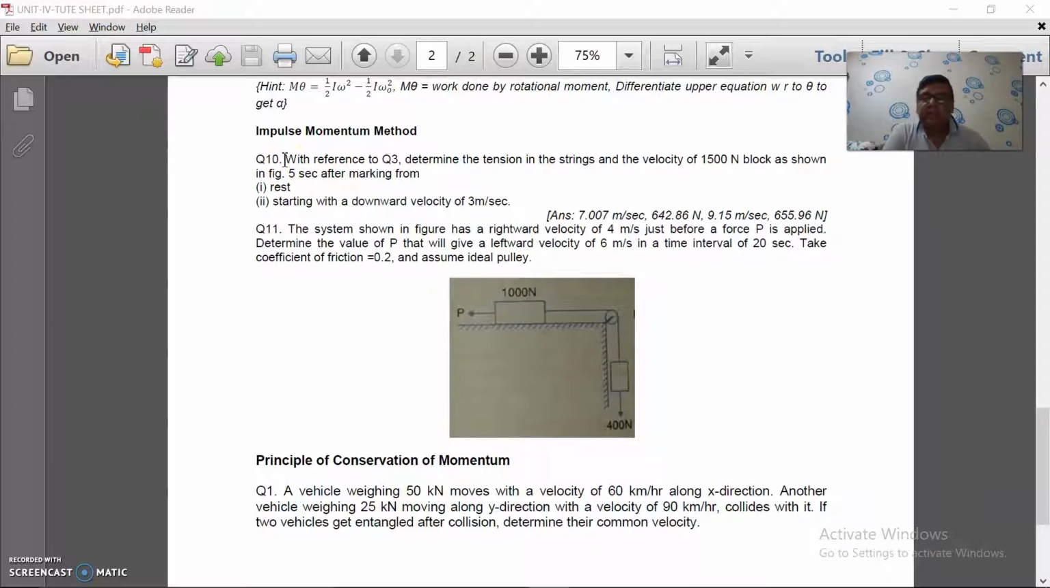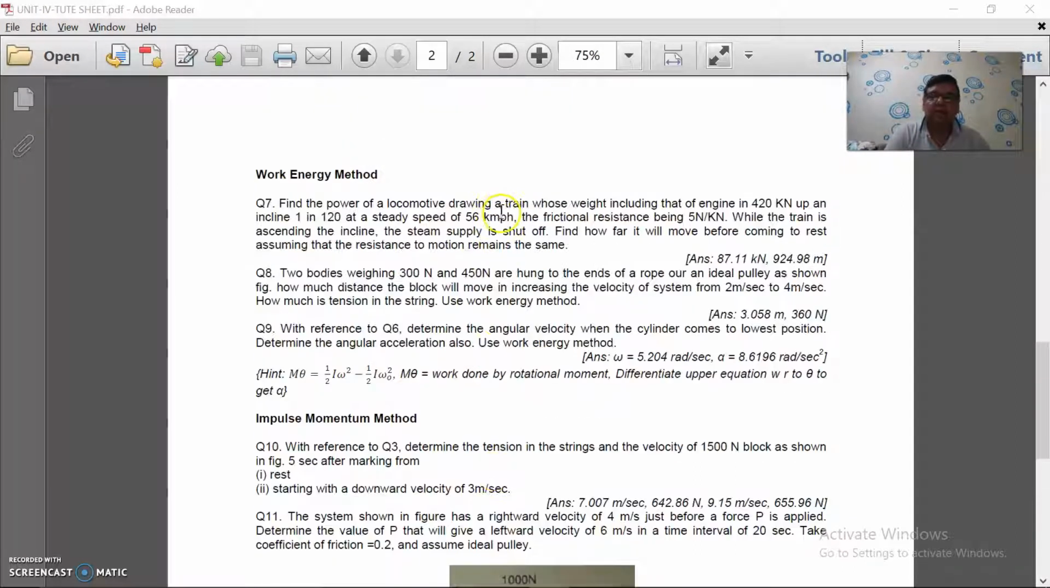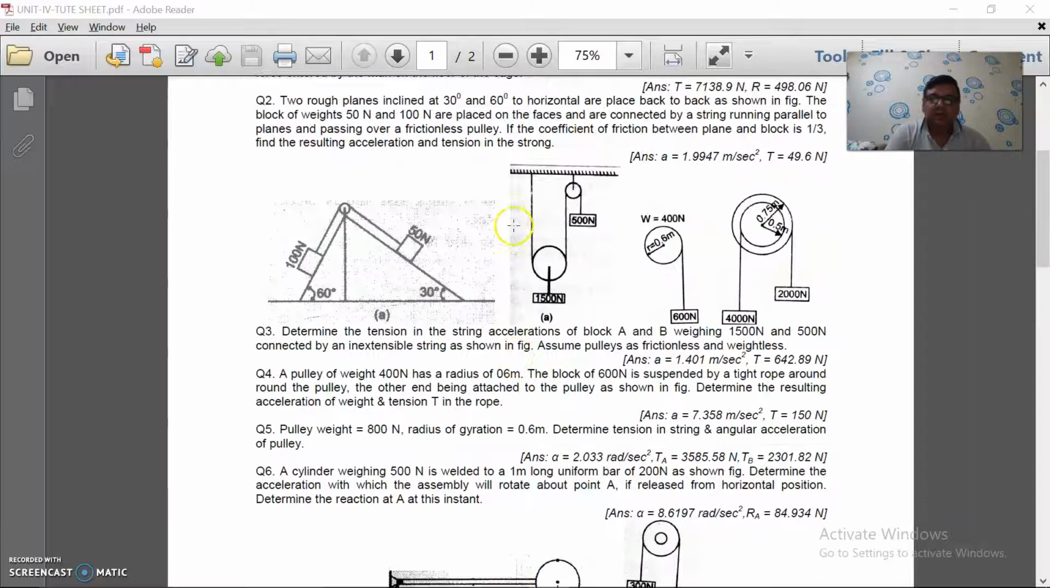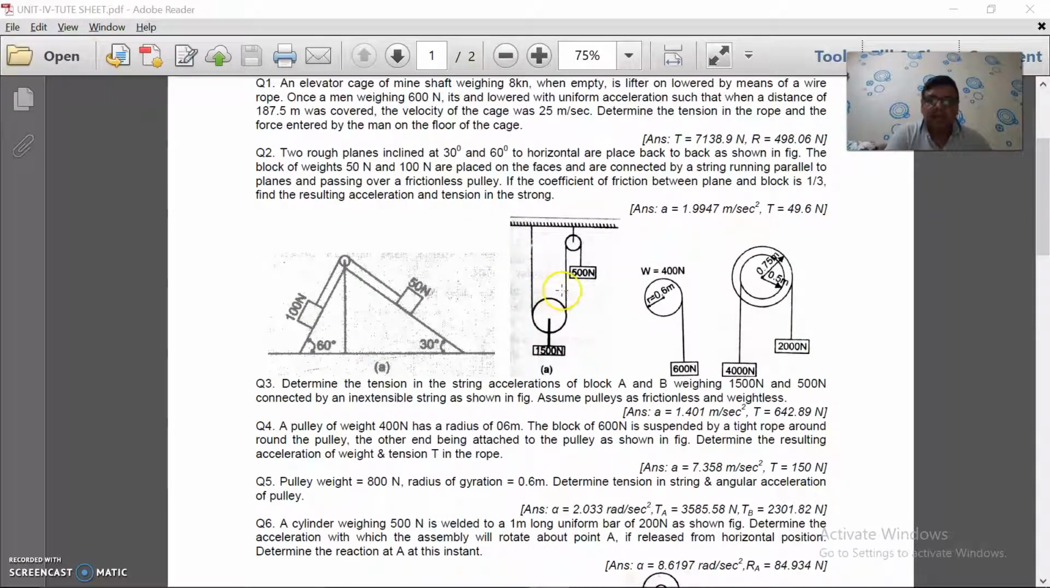In this it is said that with reference to question 3, determine the tension in the string and the velocity of the 1500 Newton block as shown in the figure 5 seconds after starting from rest, or starting with a downward velocity of 3 meter per second for the 1500 Newton block. But it is with reference to question 3. Let us see this question 3.